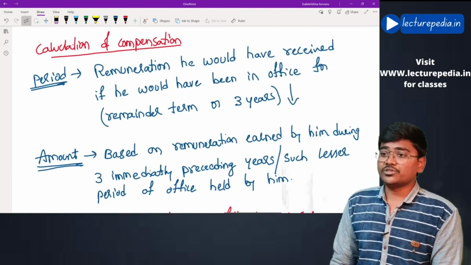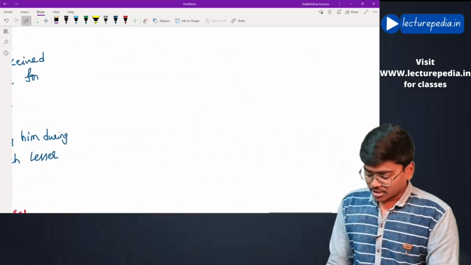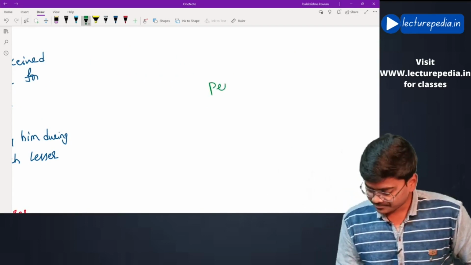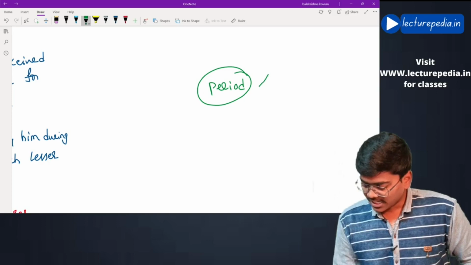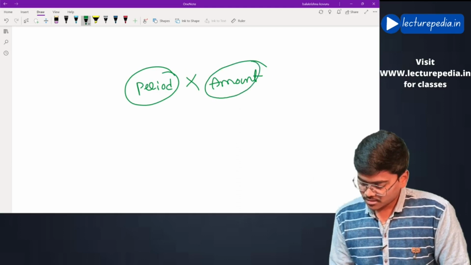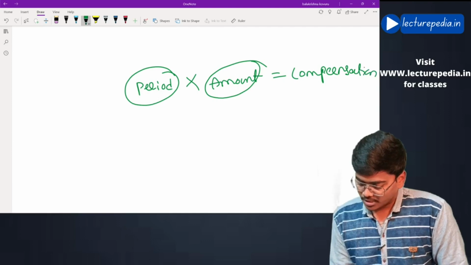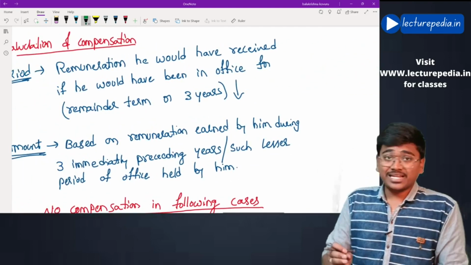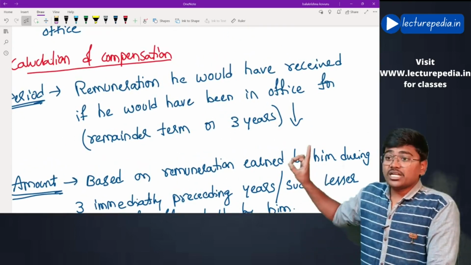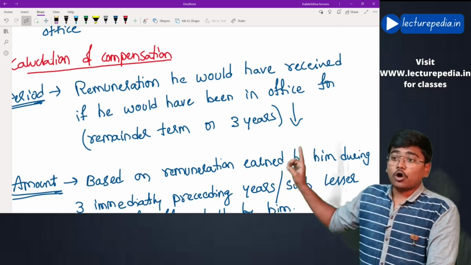Next, calculation of compensation. How should you calculate the compensation? First of all, to calculate the compensation, you will be requiring two values. One is period, and another one is amount. You will be arriving at compensation. Now, what is the period? The period for which compensation can be given is the remuneration he would have received if he had been in office for the remainder term or 3 years.